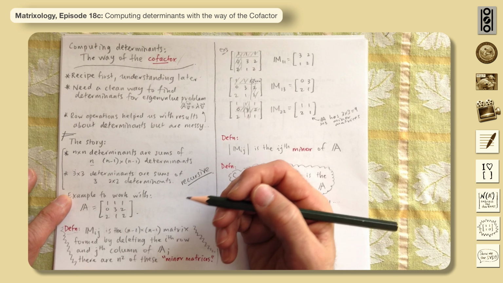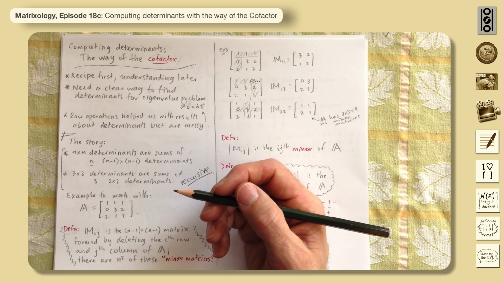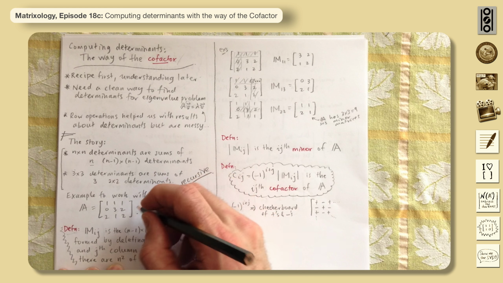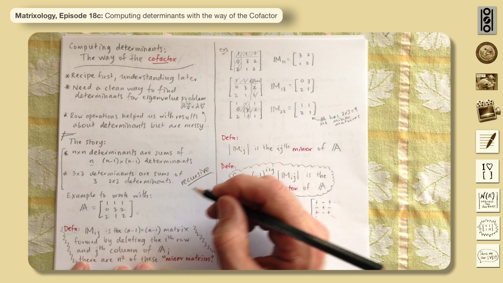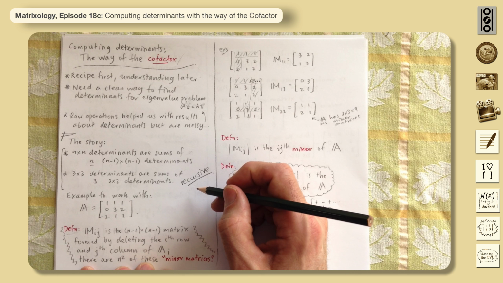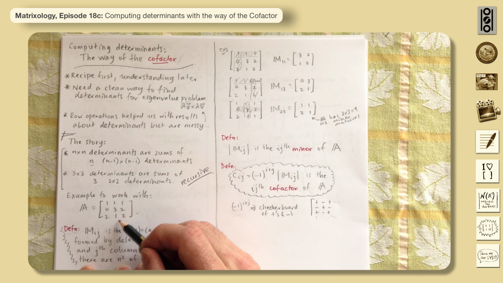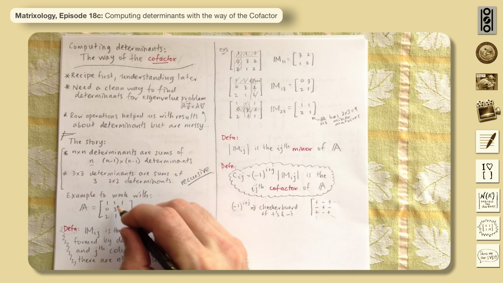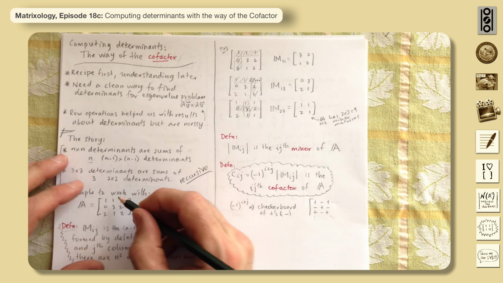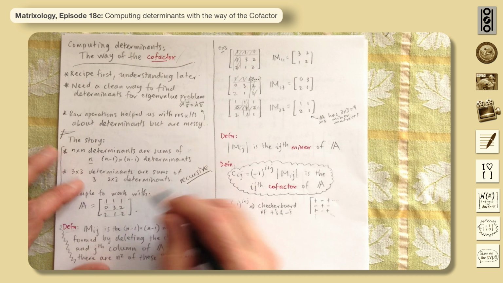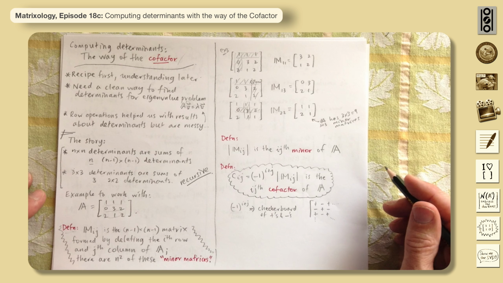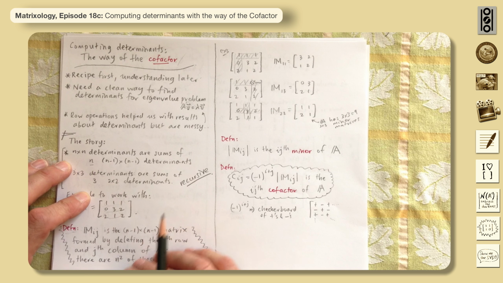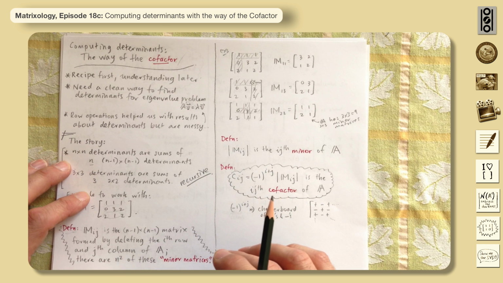So we're going to work with this one example, a 3 by 3. We'll also work on a 4 by 4, and that's probably enough. So this little beast here, 1 1 1, 0 3 2, 2 1 2, is an innocuous looking thing, but we want to find the volume of the parallelepiped that these three vectors generate. What's its determinant?